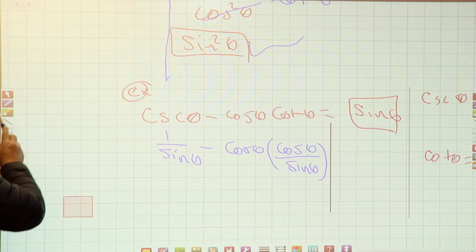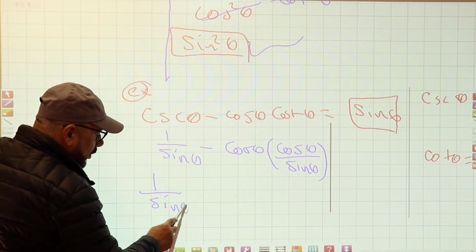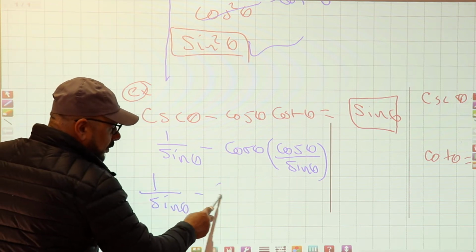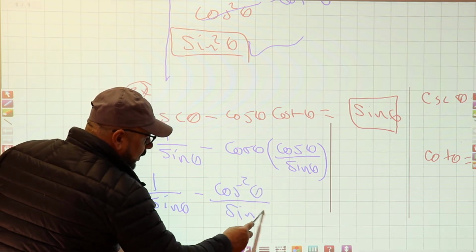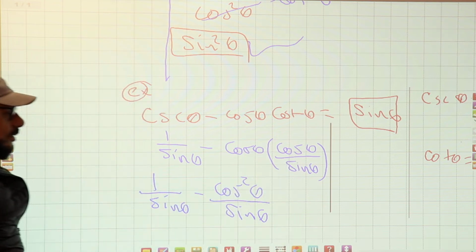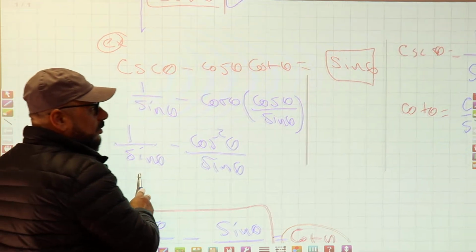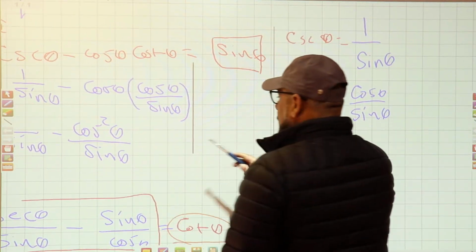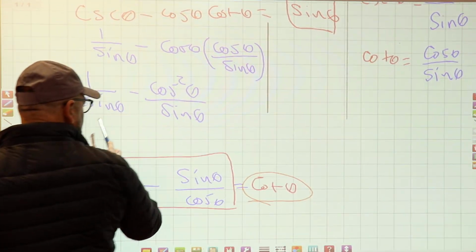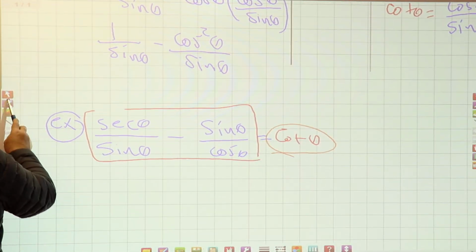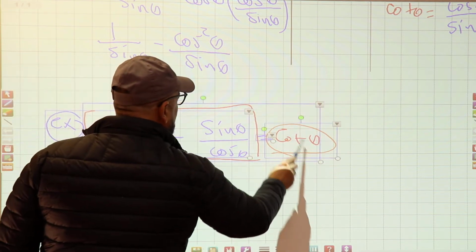Who can follow me here? 1 over sine theta minus cosine square theta. Why cosine square theta? I need an answer from you guys. Cosine times cosine is cosine square. 1 minus cosine square. Who remembers what 1 minus cosine square equals? Here on the side, 1 minus cosine square theta. Let me move this example a little bit down.